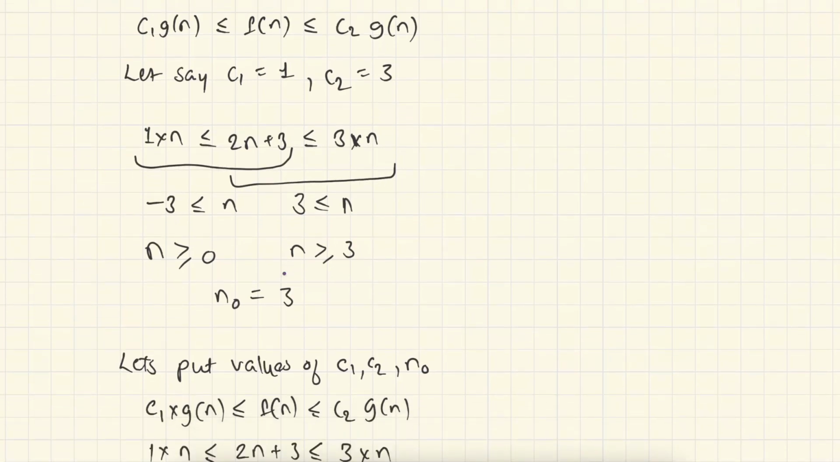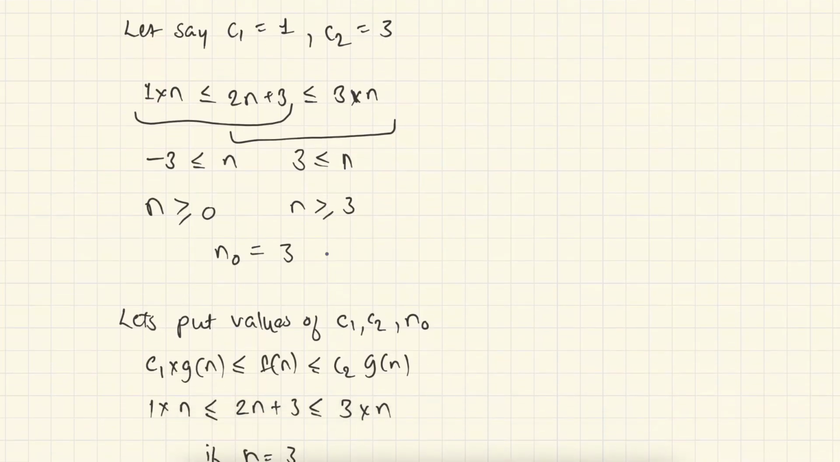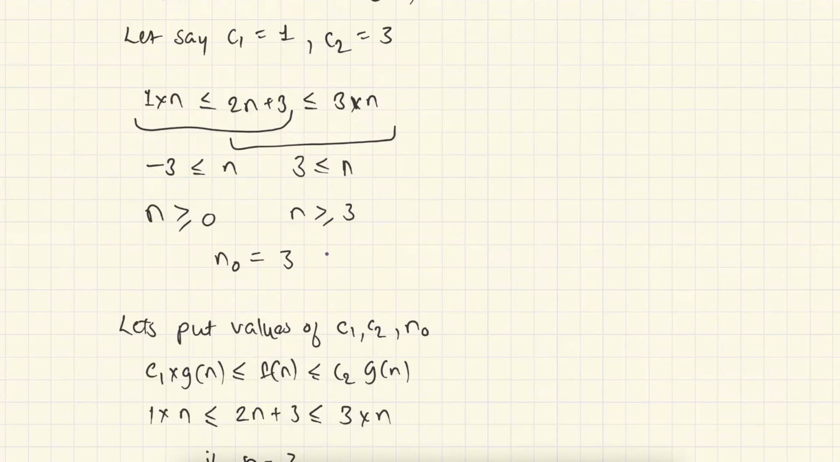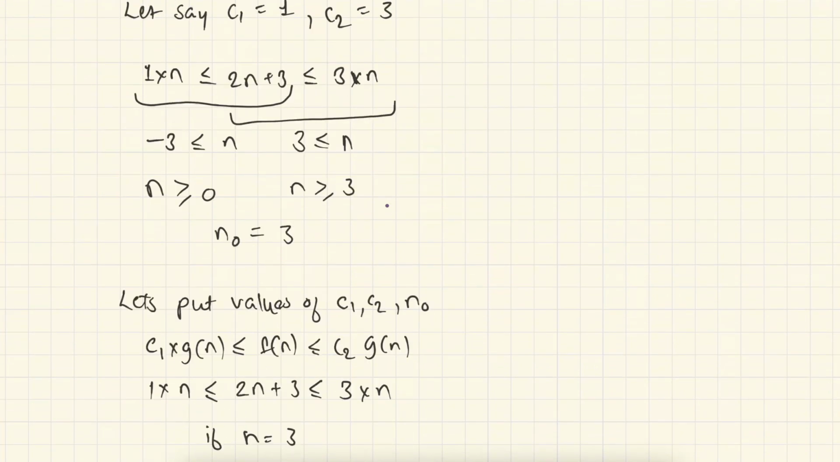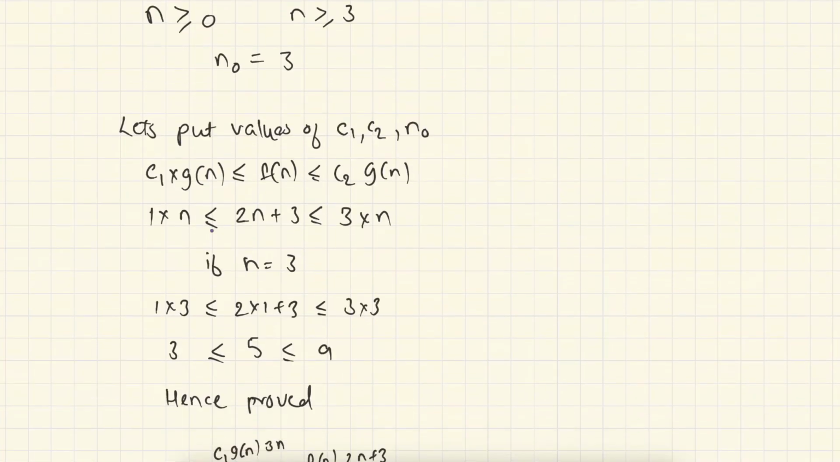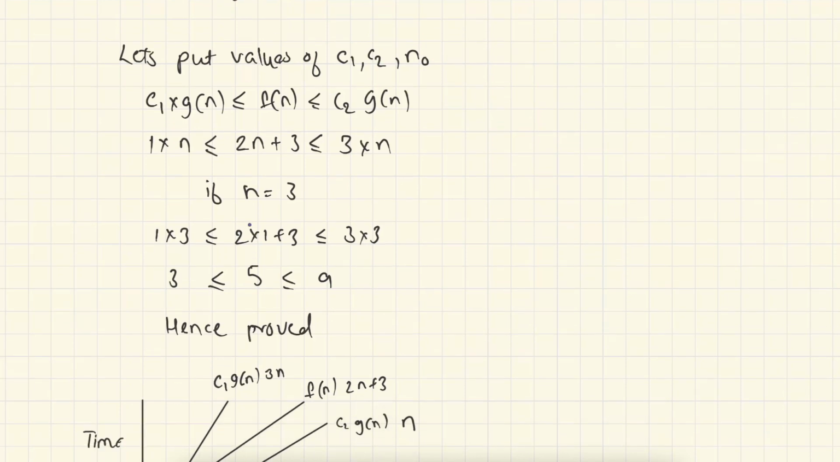So let's put the values of C1, C2 and n0. We got C1 as 1, C2 as 3 and n0 as 3. Let's put all those values in this statement and see whether it is working or not. So let's put the values of C1·g(n), f(n), C2·g(n). What is our n0? n0 is 3, we have just calculated it. So let's put the value of n here. We get 3 less than 9.